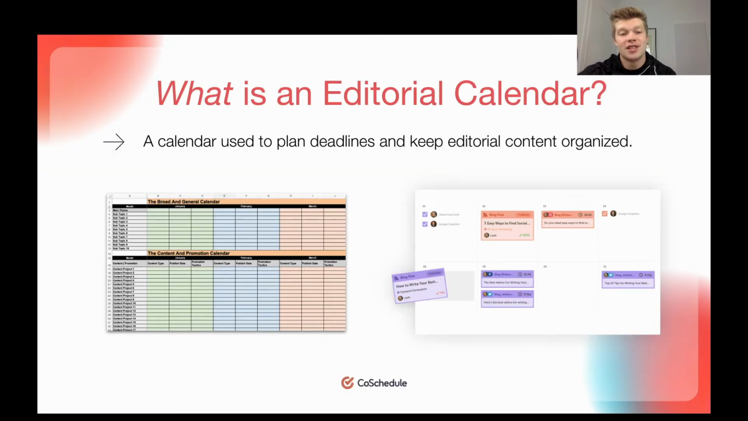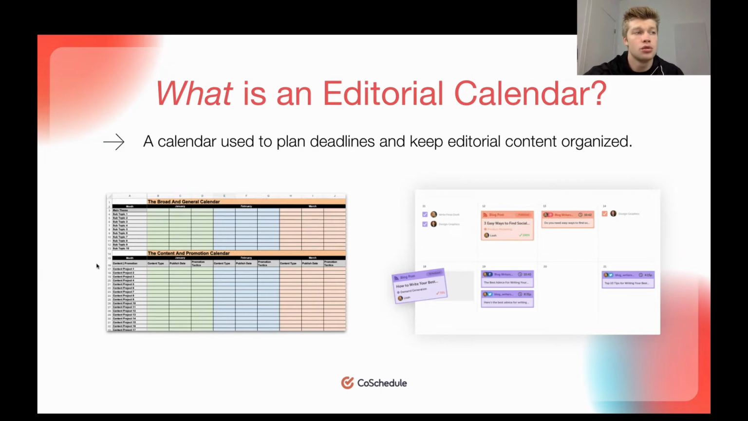So, what is an editorial calendar? Our definition is that an editorial calendar is anything that you use to document what content you'll create and when it will be published. They may also include other important details like publishing times, project owners, content assets, and tags that help keep related pieces organized.